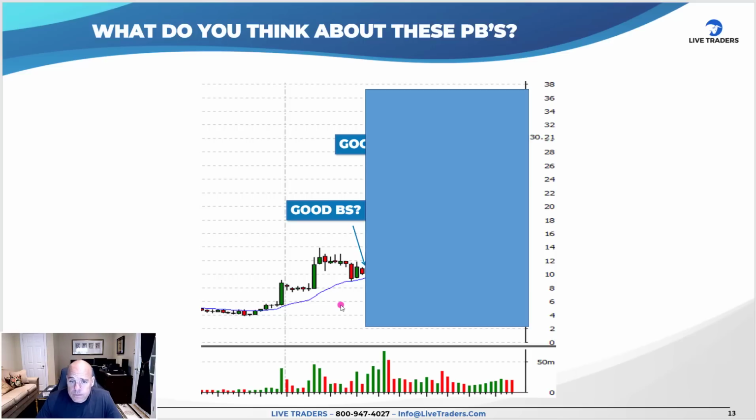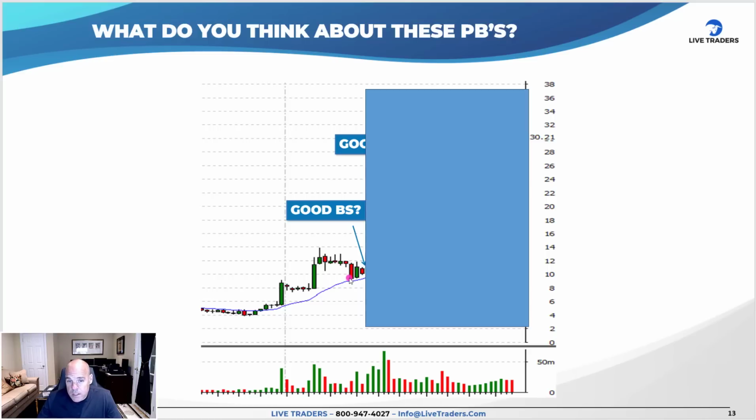KL, I'm with you. I want confirmation. So, I'll tell you, if I took this, I would wait for $12. I'll tell you why. We have 3 topping tails followed by a wide range red bar. That's bearish no matter how you slice it.